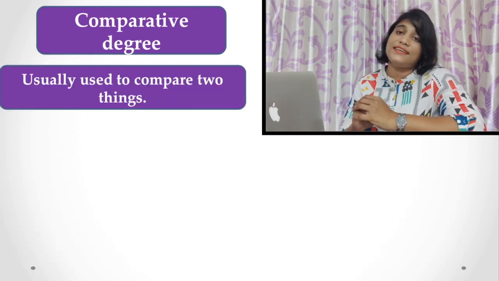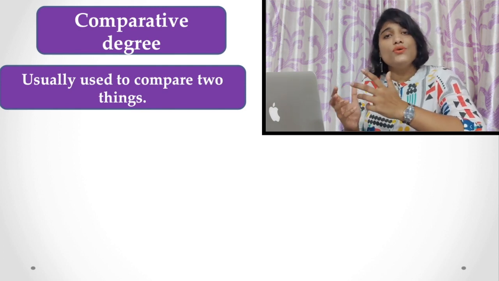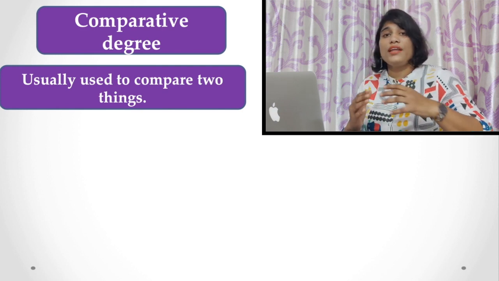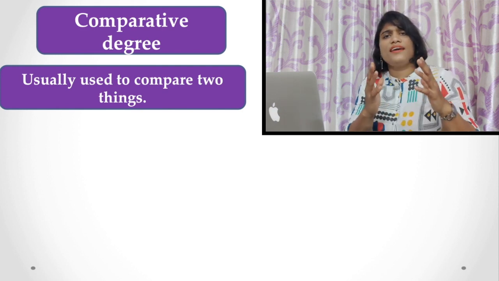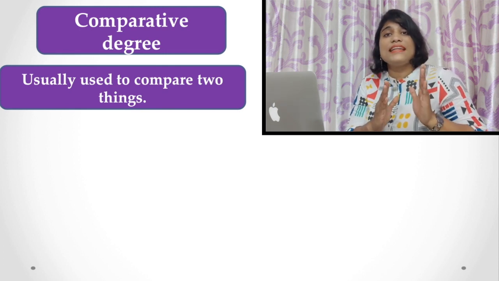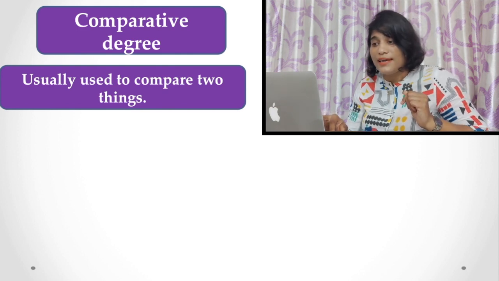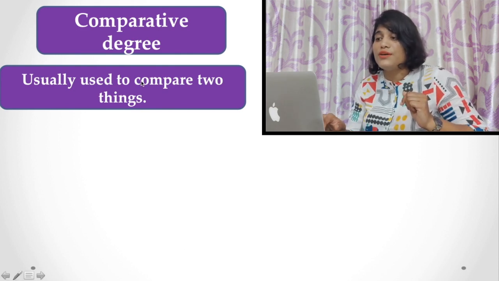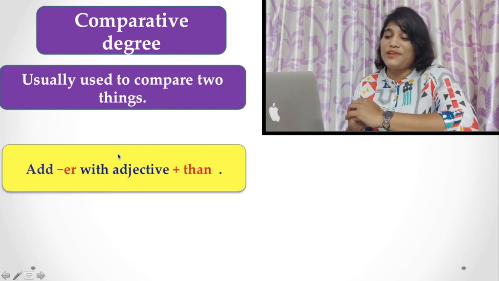Now let's see the comparative degree. When do we use the comparative degree? When we are going to compare two things together, in which any type of qualities are compared together. In case of two things, we use comparative degree. You usually use it to compare two things. And the structure should be like this.